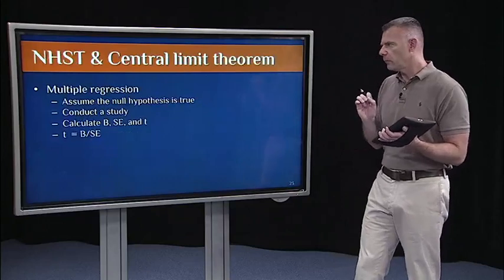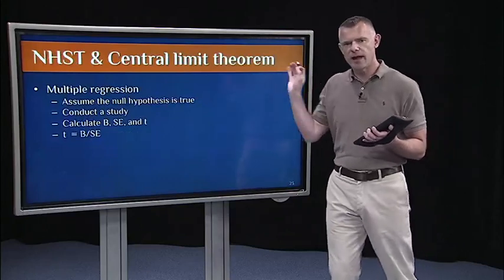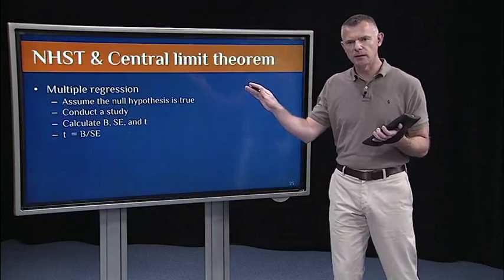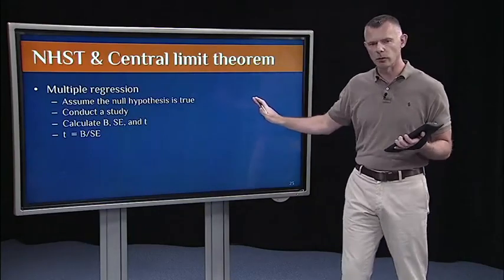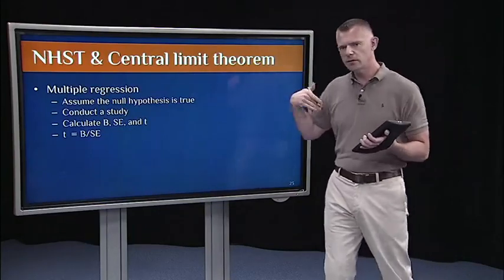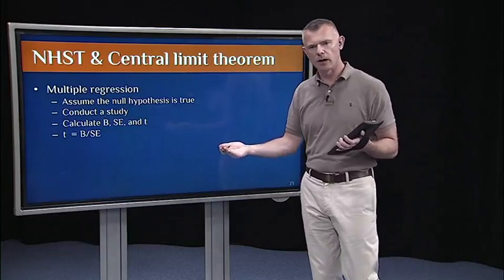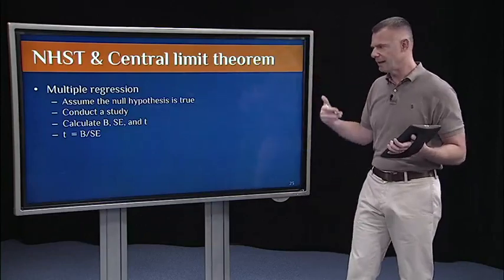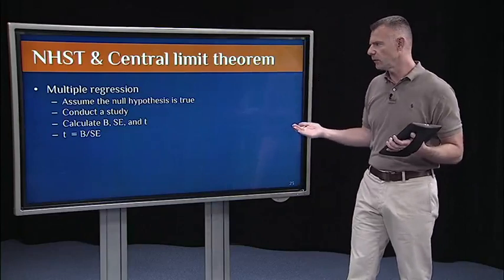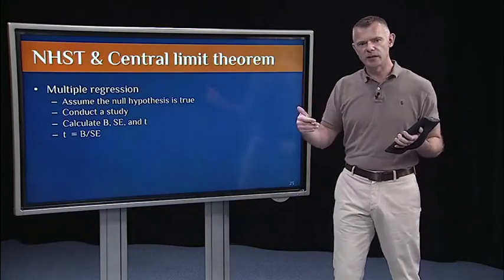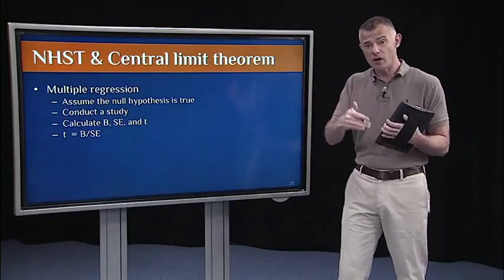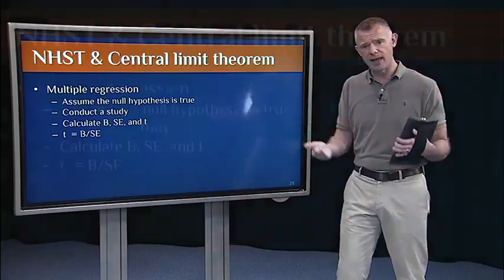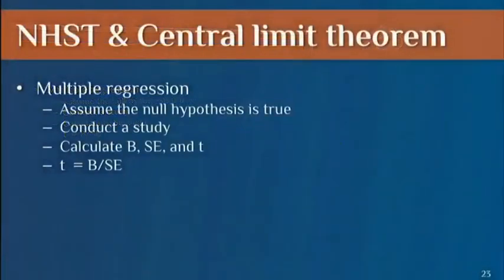So now let's put the central limit theorem together with NHST in the context of multiple regression. This is what we did when we did the regression examples and what we do in lab. If we're doing NHST, then we start with the assumption that the null hypothesis is true, right? That's the game of NHST. You then conduct your study. You can then calculate your regression coefficient, B.